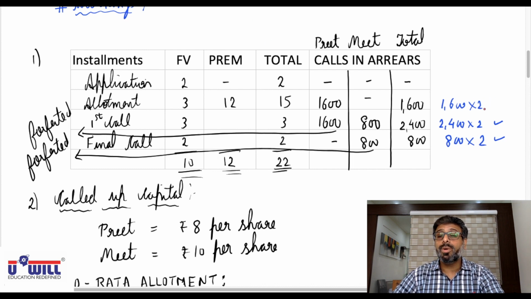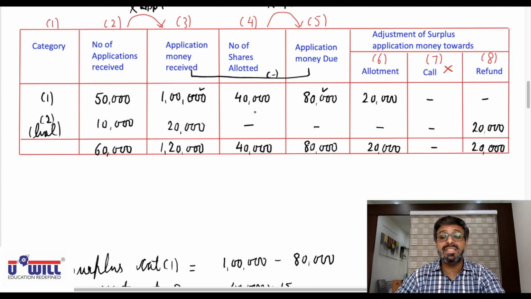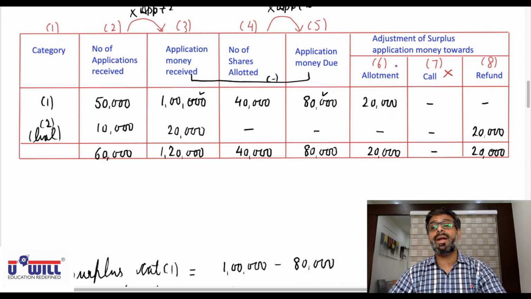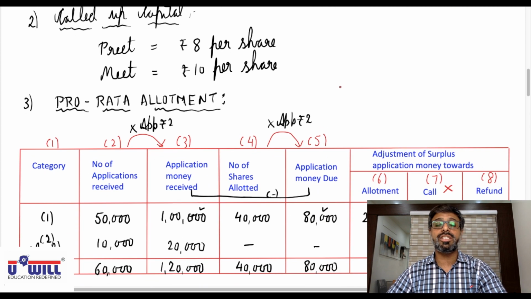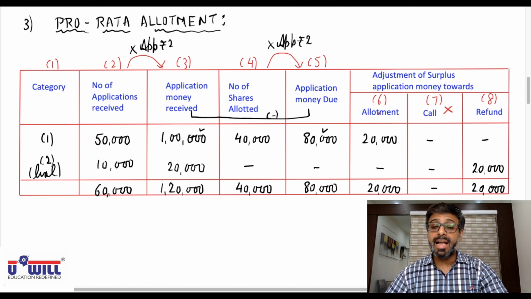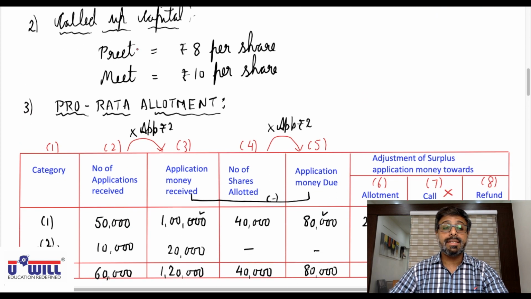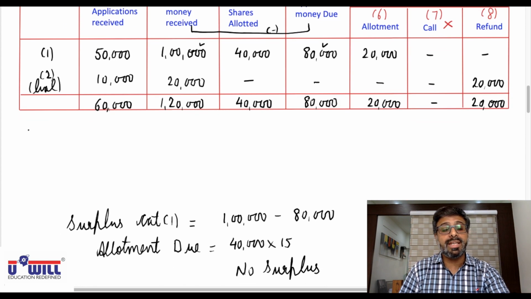Why no? Because these 1600 shares of Preet have not paid allotment money, which means these 1600 are part of the 40,000 shares. So even in these 1600 shares, some surplus is going in allotment. So the entire 3200 is not calls in arrears. I told you this shortcut earlier. If in allotment there is an adjustment and in allotment there are calls in arrears, then you have to calculate the amount of calls in arrears below this pro rata.